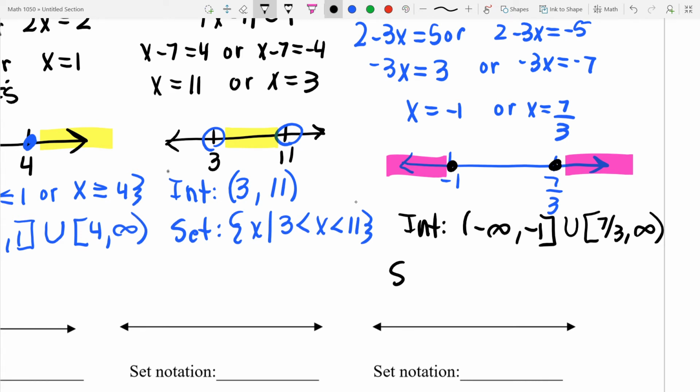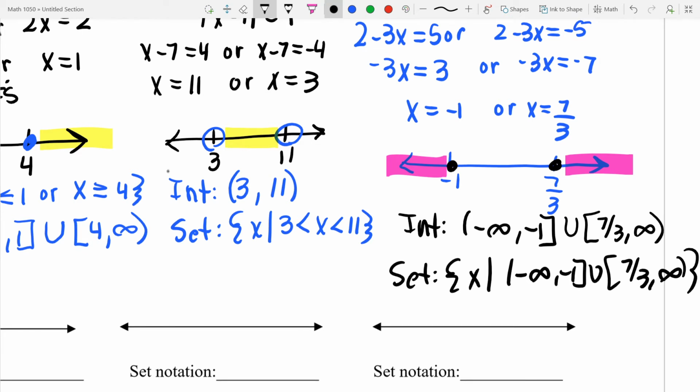Don't do this. Look at this. Set x such that, and then put interval inside of set. You cannot do that. You cannot put interval inside of set. What goes inside of set, everybody? What's that called? Inequality. You can do the can't equal to, or you can do the greater than equal to. Okay, here we go. So this would be x is less than or equal to negative 1, or x is greater than or equal to 7/3, close it with a brace.